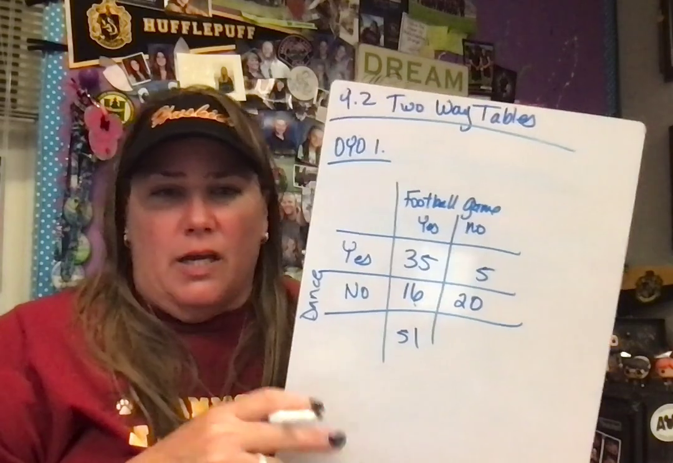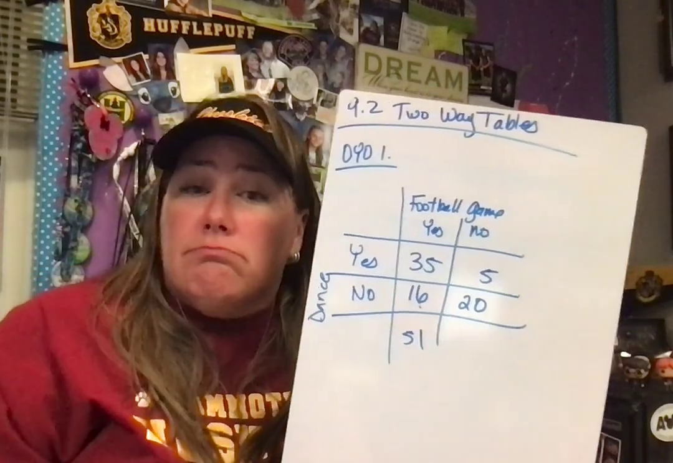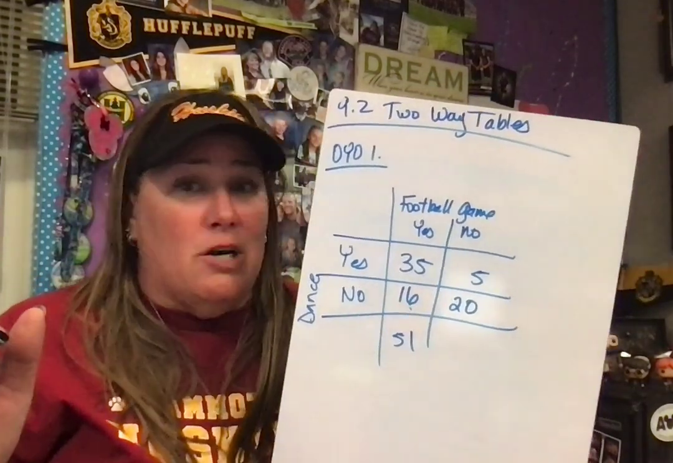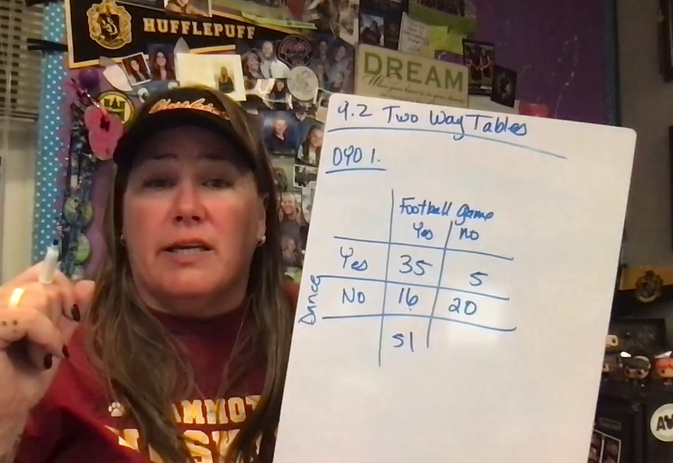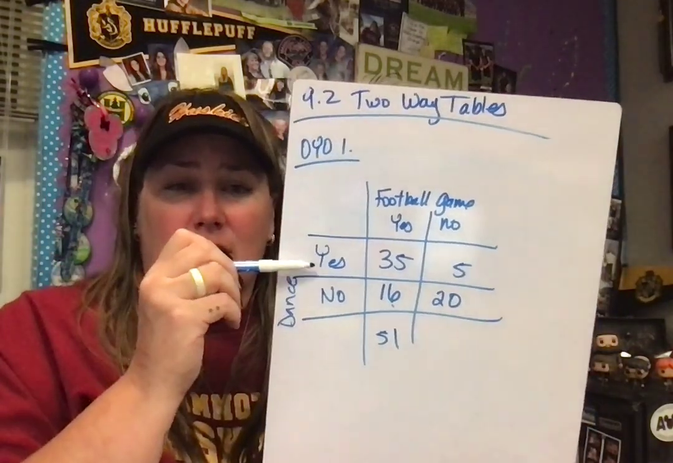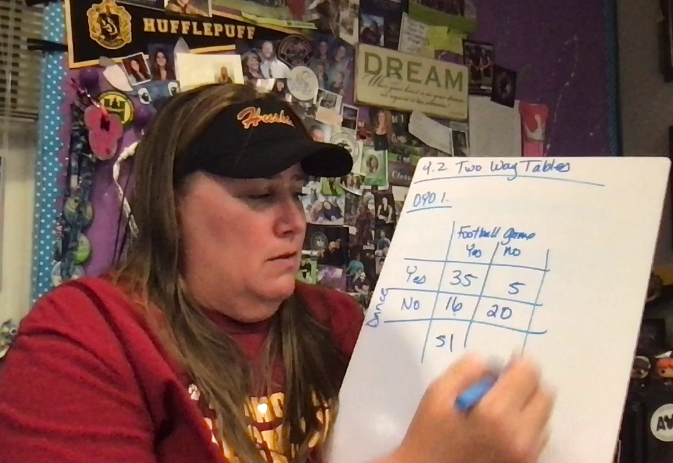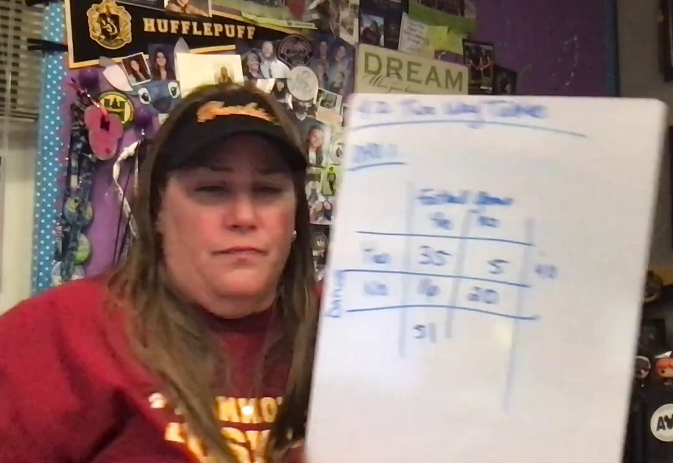So I do the same thing. How many kids are going to the dance? And it does not matter if they're going to the game or not. Just how many kids are going to the dance. So you're going to look across the yes, add those up. You should have 40.